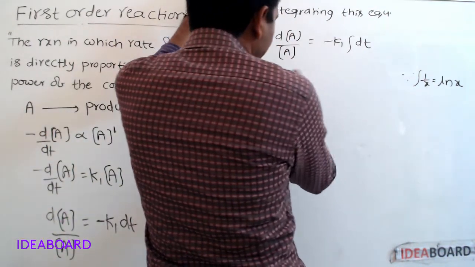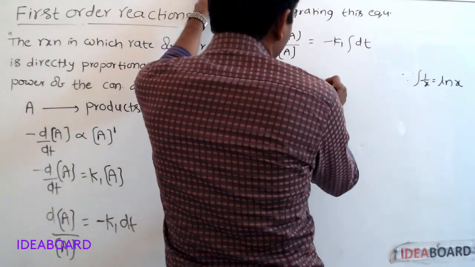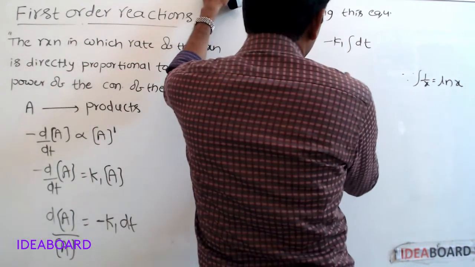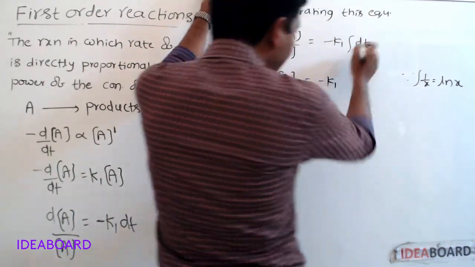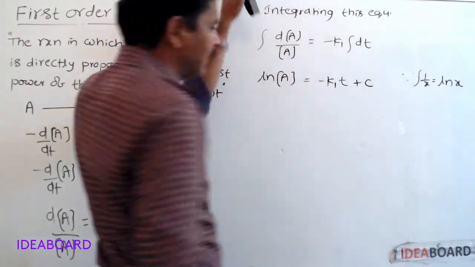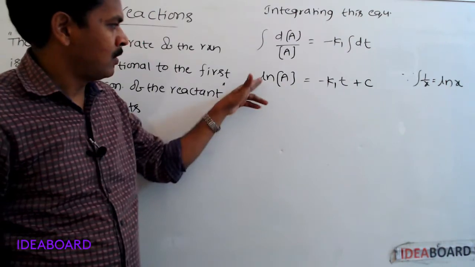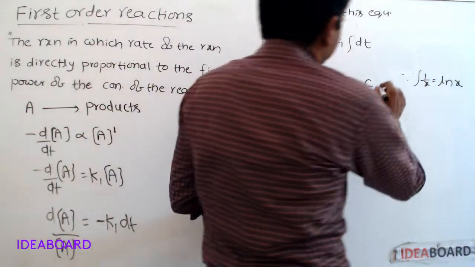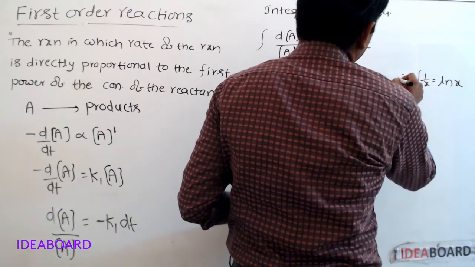Then log A concentration, or log A, is equal to minus K1 integral dt, meaning t, plus some integration constant. Log A is equal to minus K1 into t plus C. I am taking this as the first equation.